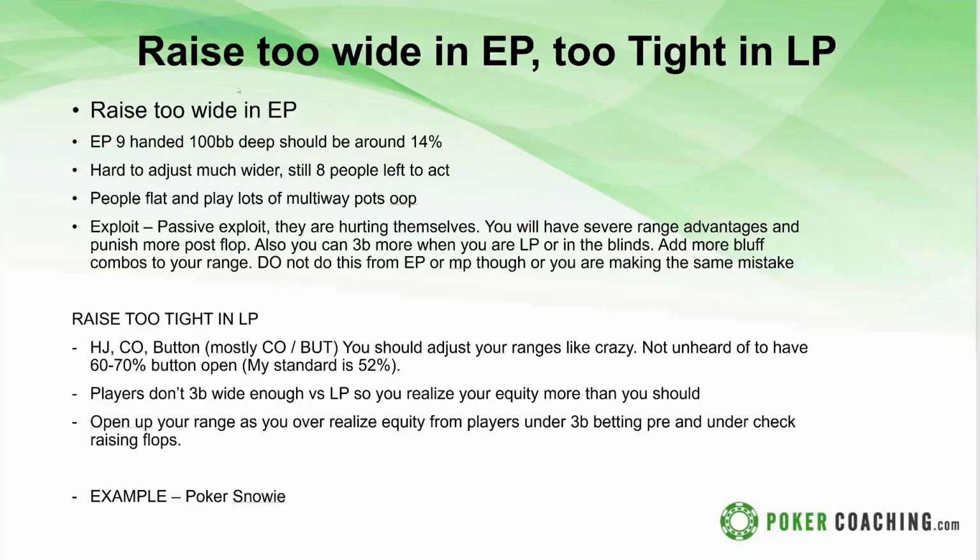And I'm limping a very specific range of small pairs, weak suited aces, hands that play really well multi-way and that make really strong hands that can play big pots. So I want to limp my ace six of hearts or something in early position rather than raise it, because when you raise people flat and you play a lot of multi-way pots, it's really hard to win these multi-way pots from early position.